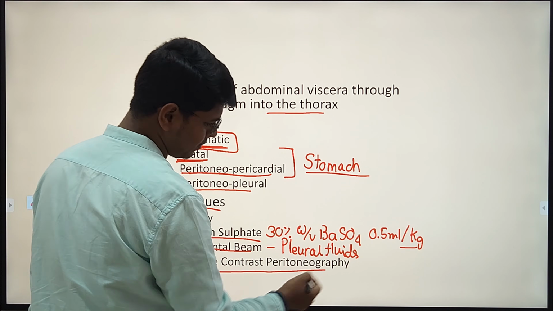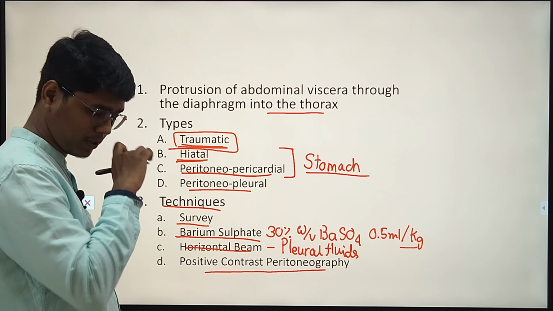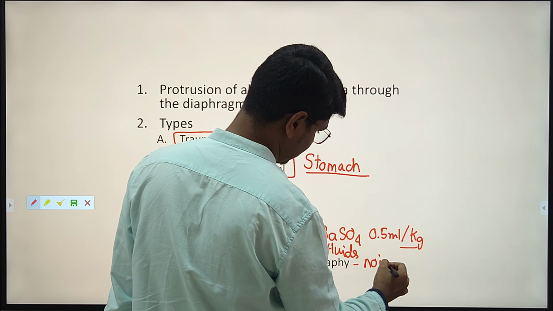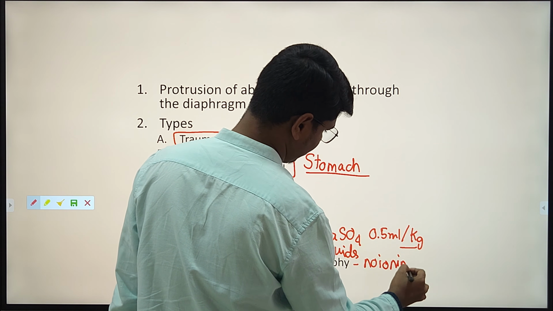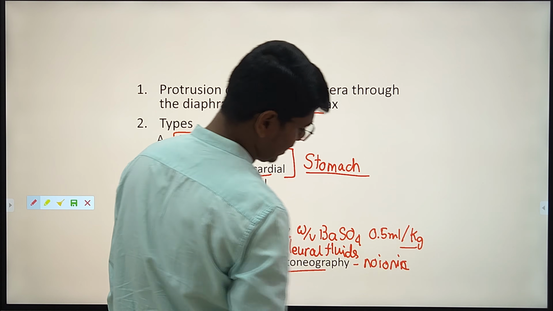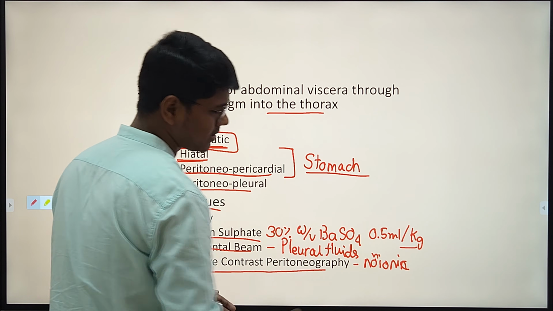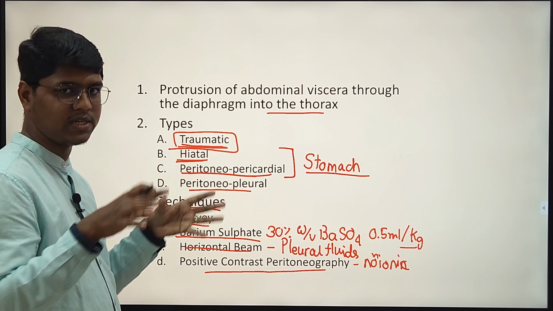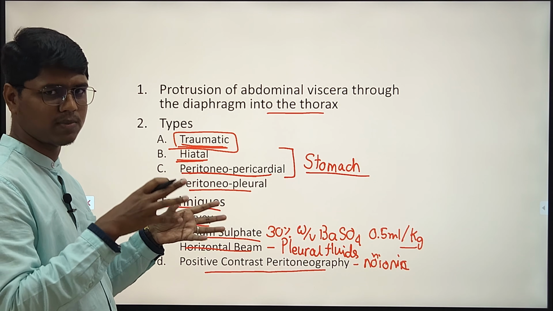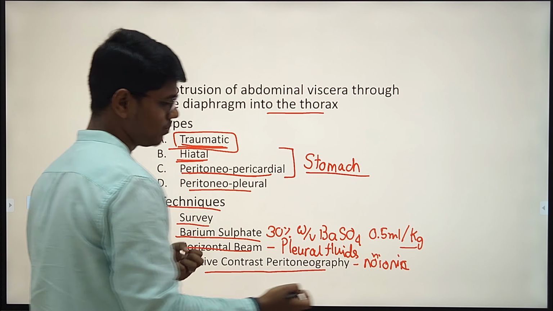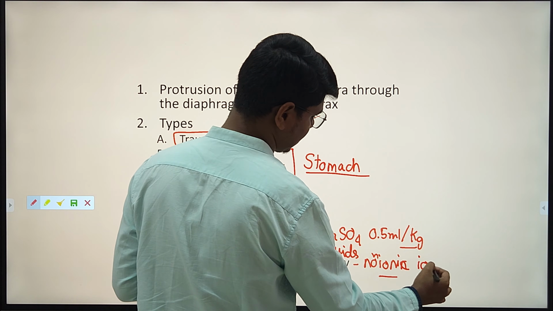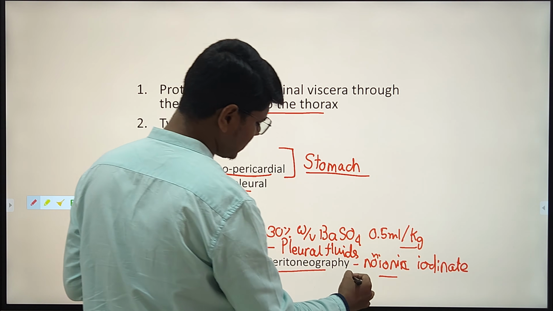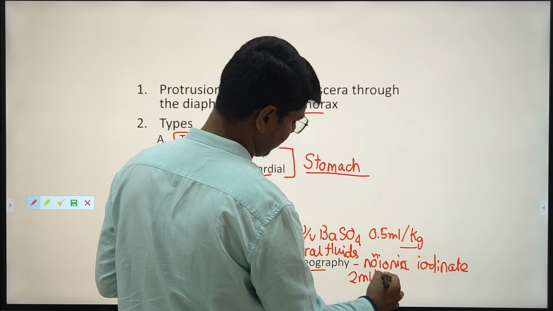Positive contrast peritonography: here you will be injecting a non-ionic iodinated contrast. Why non-ionic? If you give ionic contrast, it causes dehydration. It will suck fluids from around the structures, that is from the intestine, stomach, and so on. It may cause dehydration. So preferably non-ionic iodinated contrast. Okay, the iodinated contrast will be injected into the abdomen at a dose rate of 2 ml per kg.